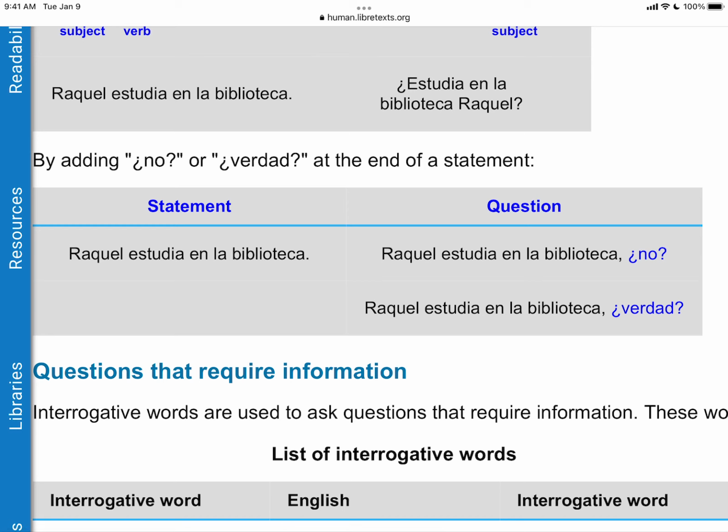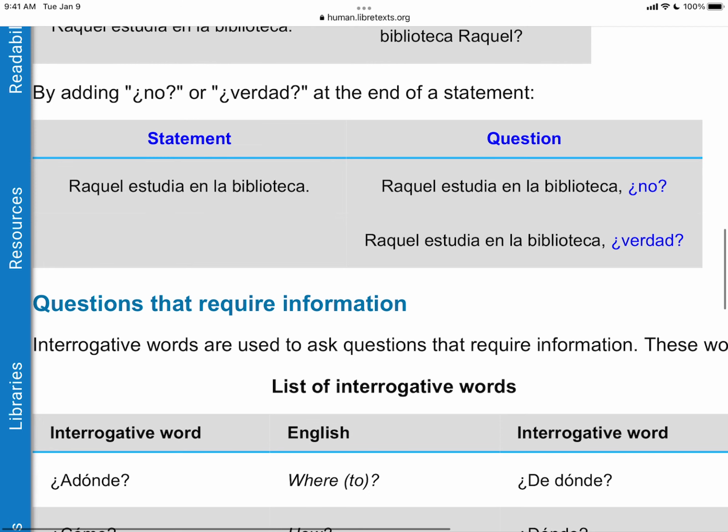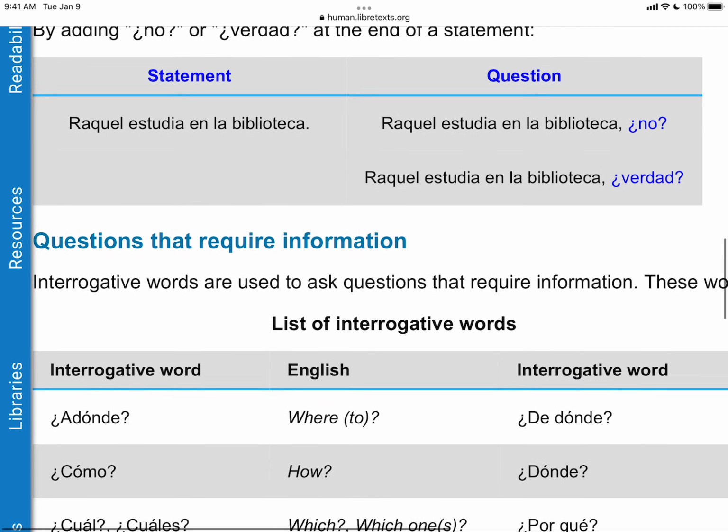And the last one, and probably the easiest one, is to leave the statement and then do what's called the tag by adding no or verdad, and our voice also goes up at the end. Verdad just means true, and no is like right. So if I say the statement, Raquel estudia en la biblioteca. Question, Raquel estudia en la biblioteca, ¿no? Raquel estudia en la biblioteca, ¿verdad? Okay, so we're asking, right? Is that correct? At the end of those.